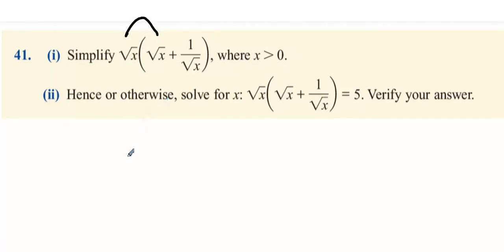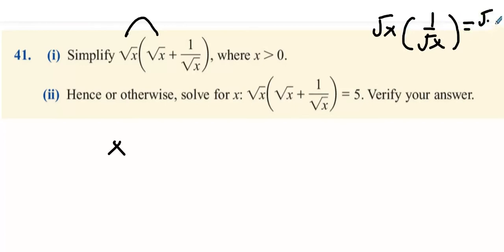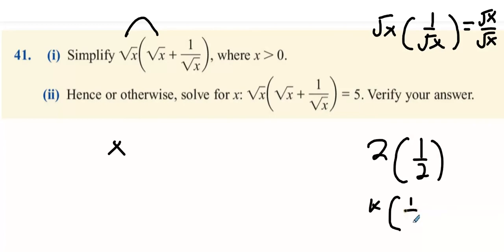Root x by root x. Root x multiplied by 1 over root x. Top by top. Root x over root x, which we all know to be 1. Okay, let's try this again. What's 2 times a half? 2 over 2, which is 1. What's k multiplied by 1 over k? k over k, which is 1. Try this one more time. What's root x multiplied by 1 over root x?